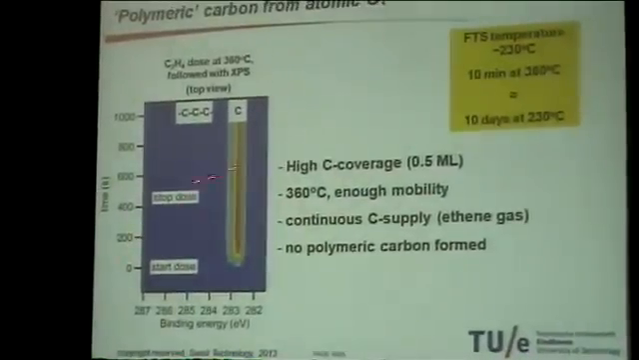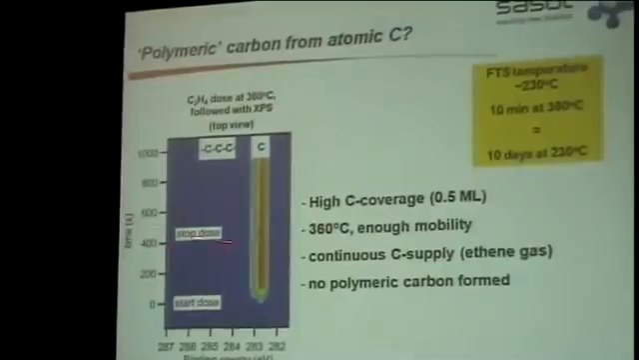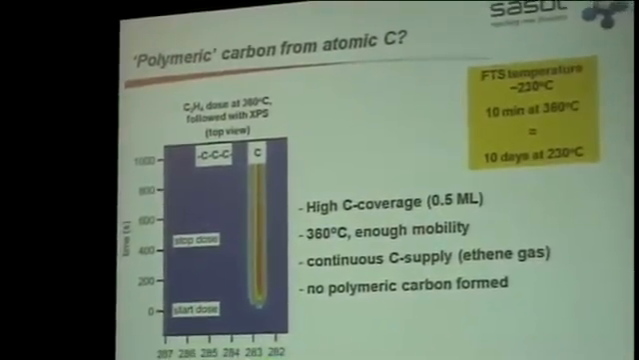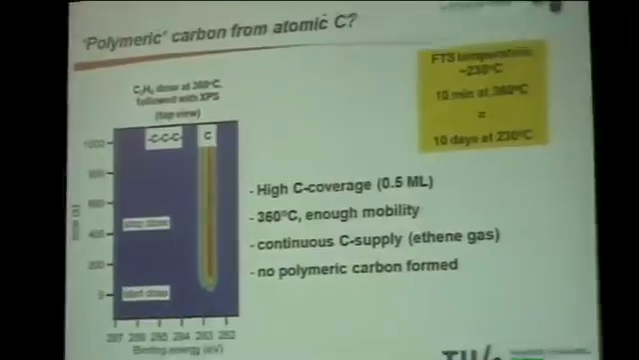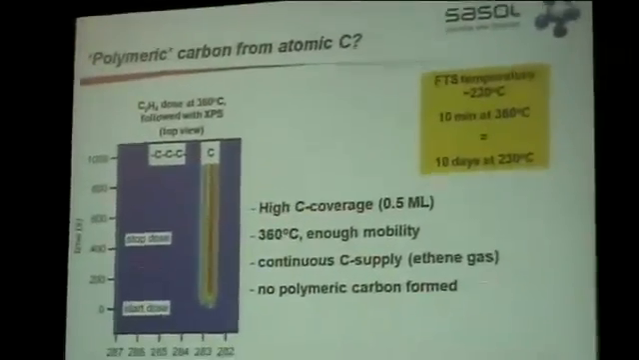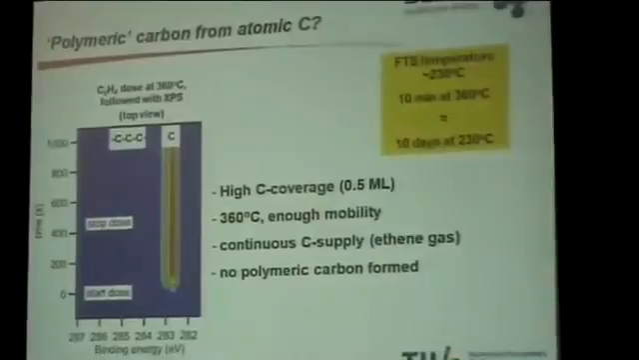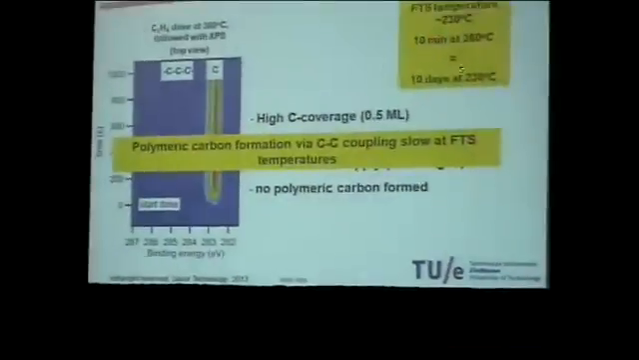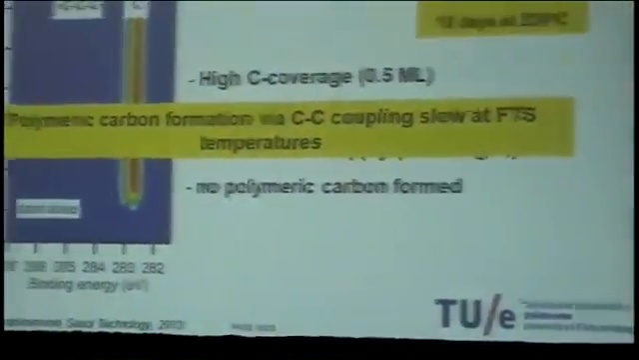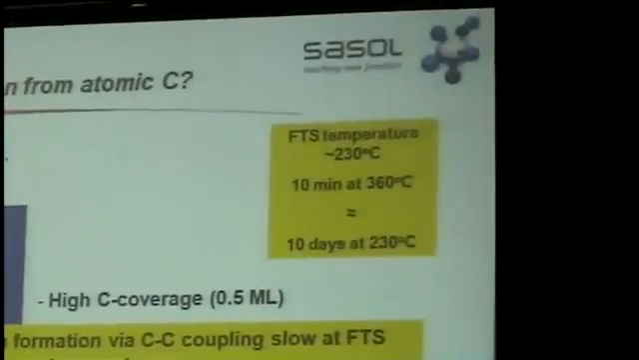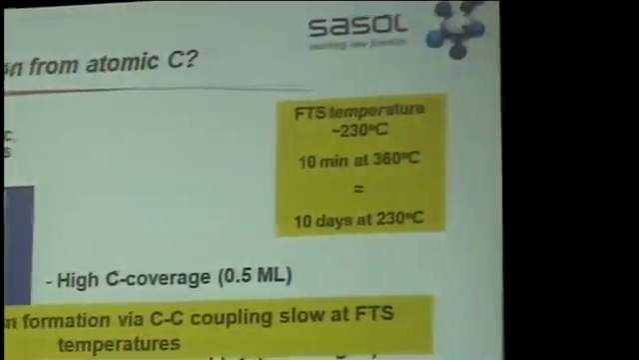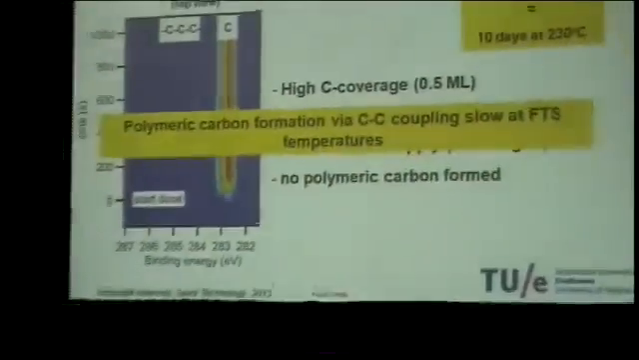Then we continue heating, continue dosing ethylene up to this time, but nothing more happens. Atomic carbon is there in a high concentration, we are at quite a high temperature, and we continuously supply carbon from the gas phase, but we don't see polymeric carbon formation. So we conclude that the carbon-carbon coupling formation is probably a very slow process at Fischer-Tropsch temperatures. Because you remember that if we do this for 10 minutes at 360 Celsius, if you look at the kinetics, it would mean 10 days at Fischer-Tropsch temperatures.